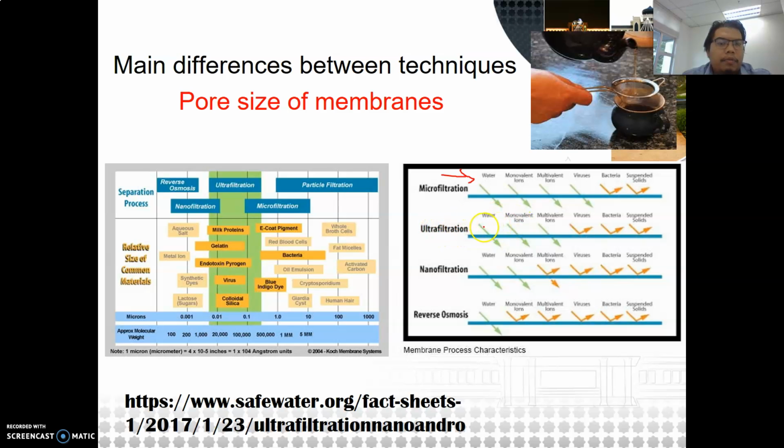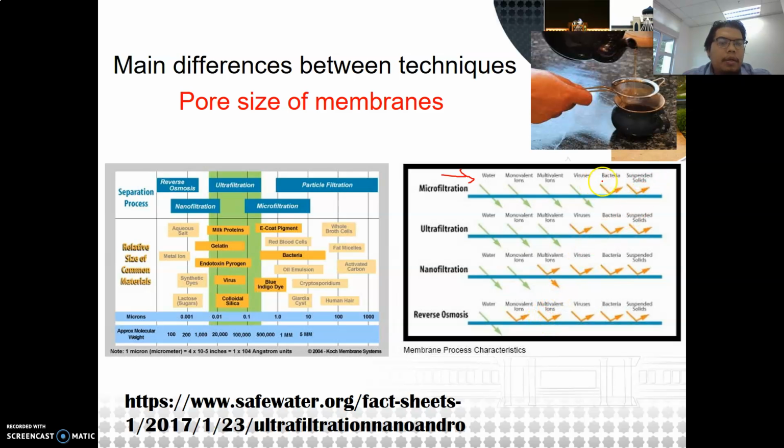We look at ultrafiltration. Now we have water, monovalent and multivalent elements, as well as virus, bacteria, and suspended solids. Ultrafiltration only allows water, monovalent, and multivalent ions, because if we see the sizes, the virus, bacteria, and suspended solids are bigger than the pore of the ultrafiltration membrane. The same principle goes to nanofiltration. Nanofiltration only allows water and monovalent ions to pass through the membrane, while reverse osmosis only allows water to pass through the membrane.